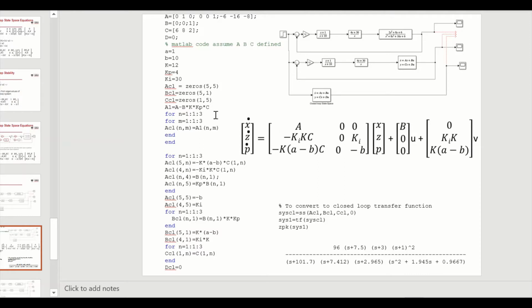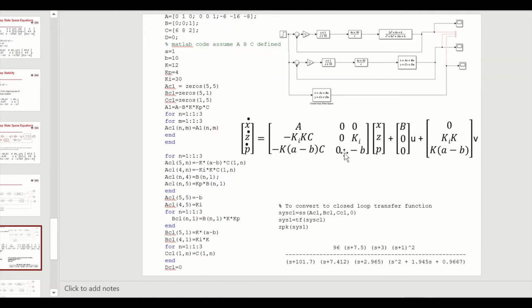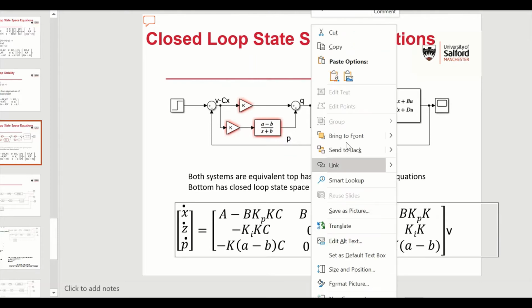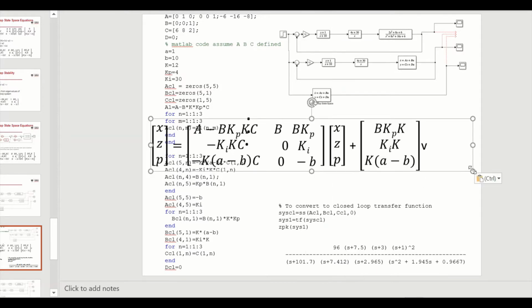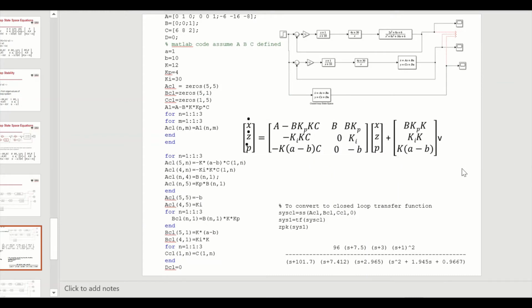So the first part is going to be, I need to compute, something's gone wrong here, this isn't right, is it? This expression is incorrect. Cut that one out, and let's do a correction, so it should be this one here. Do a copy and a paste. Let's make it a bit smaller. Bring it into here. Here we go. That's a better correction now, isn't it? So the first part should be A minus B Kp K C. So that's A minus B.